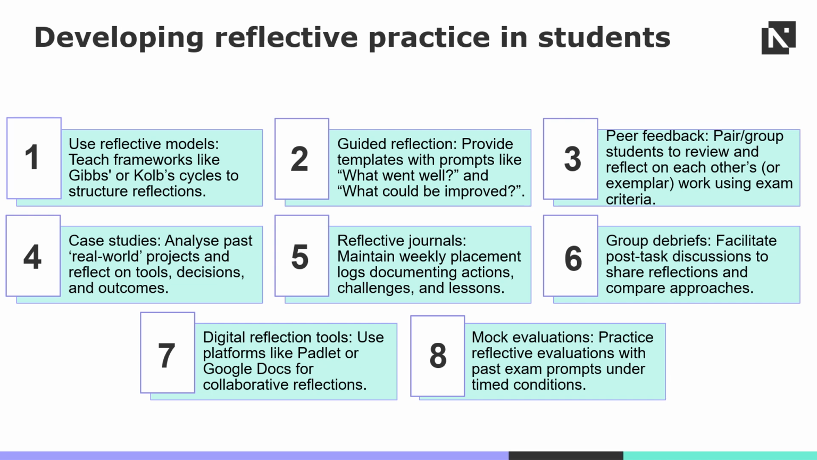Number 3, peer feedback. Pair students and have them evaluate each other's work using a checklist based on the exam criteria. Then ask them to reflect on their peers' feedback. This encourages critical thinking and helps students learn from different perspectives, improving their ability to self-evaluate.